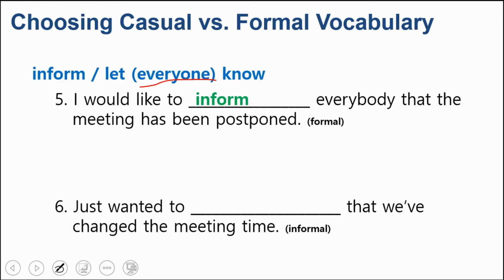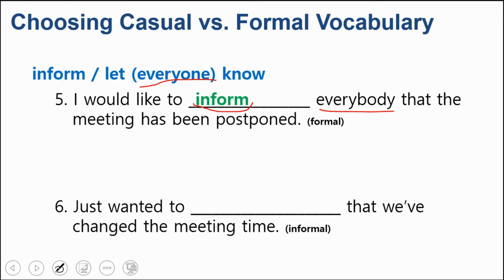Oh, by the way, I notice this is kind of a common mistake with my students. When you use "inform," you need an object. I would like to inform everybody. I would like to inform him. I would like to inform Mr. Lee, right? You need an object after "inform." So whom do you inform?